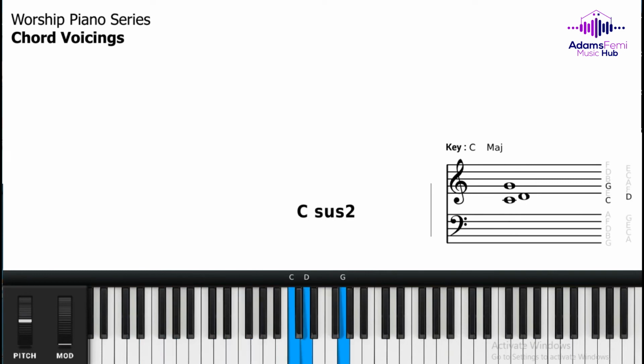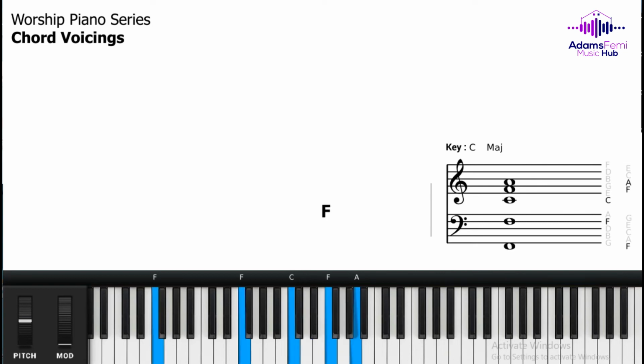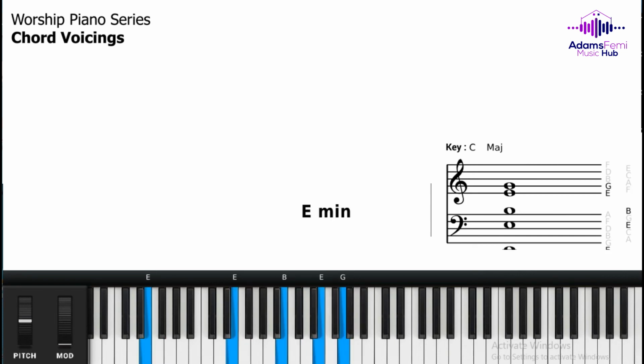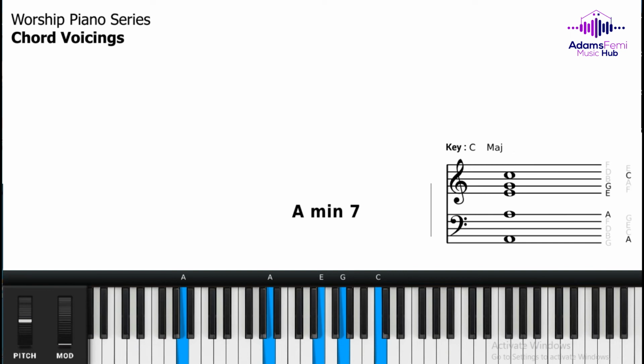So playing on the key of C, that's my fourth on C, which is fa. Then B. If you look closely, it's the same way. The chords are formed the same way.